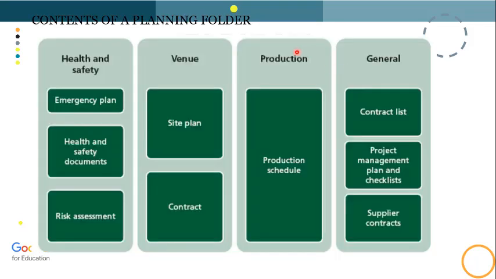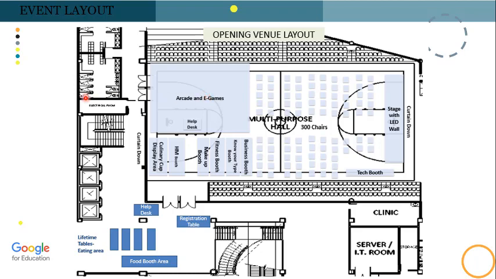Now, if you're doing a planning folder, you should have these components in your folder: health and safety, venue, production, and then the general contents. This shows you what is inside that folder or that particular category. This is an example of an event layout. It's the Treston Multipurpose Hall. You can see here how it is blocked and how each component is carefully planned and placed, where the stage will be, where the booths will be.